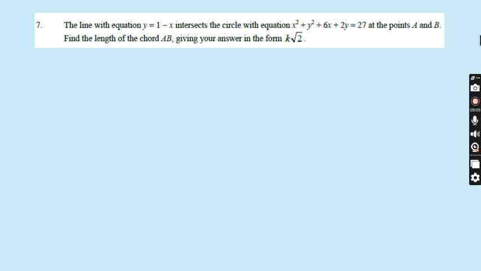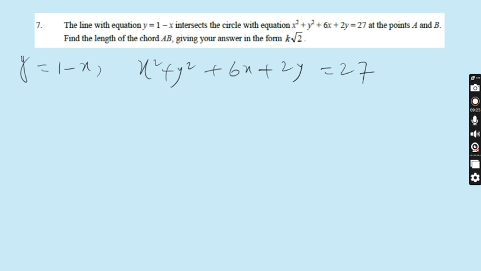Question number 7: the line y equals 1 minus x intersects the circle with the equation x square plus y square plus 6x plus 2y is equal to 27 at the points A and B. Find the length of the chord AB. Very easy. First, put the value of y in the equation of the circle.